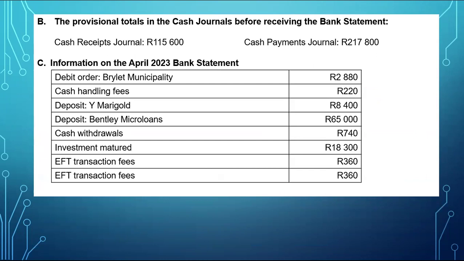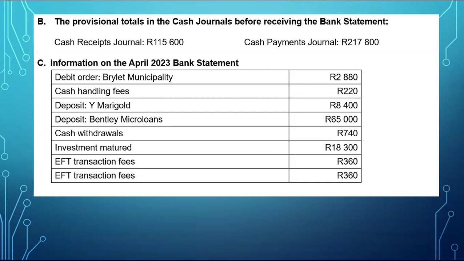We have provisional totals, which I showed you were already entered. And then they say information on the April 2023 bank statement. We've got a debit order there from Brilet Municipality. A debit order, remember, it goes out of our bank account directly. The only way for us to know about the debit order is when we receive the bank statement.